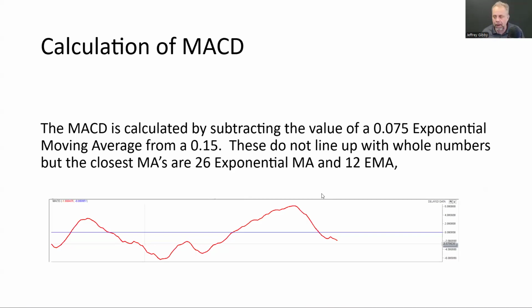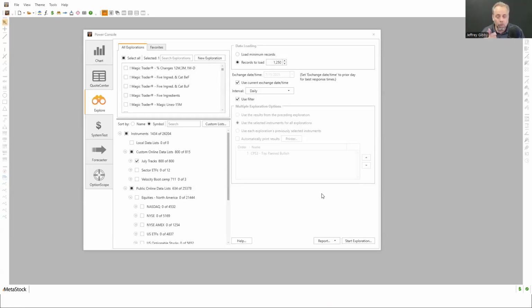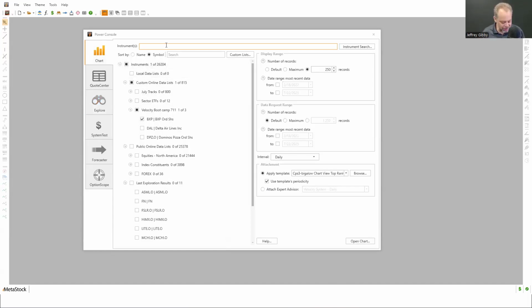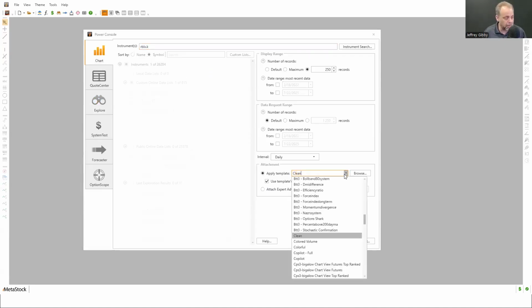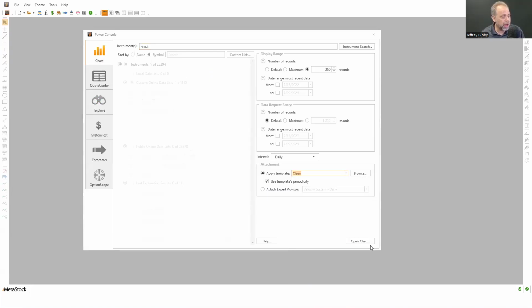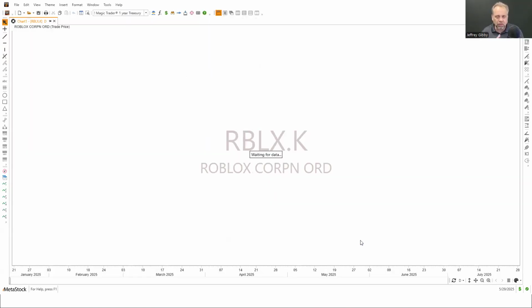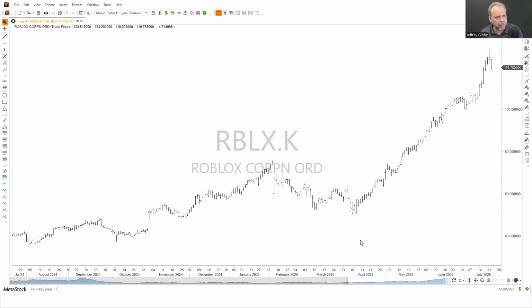I'm going to go ahead and go back into Metastock right here, and we'll look at one of my favorite stocks this year. It's going to be Roblox. So we'll go ahead and just open that up. RBLX.K. And what I'm going to do is I'm just going to open up in a clean chart. Okay, so we'll go ahead and do that. Don't want any indicators on here just yet. We'll add them as we go. But I kind of want to go in here and play with this a little bit.